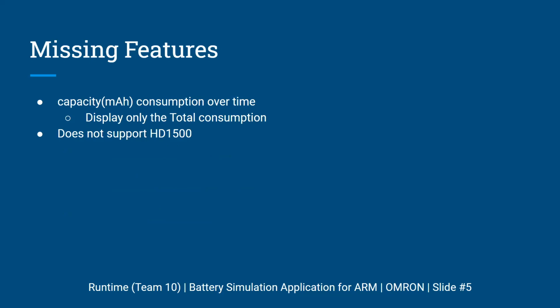Some of the missing features are the capacity consumption over time. We only display the total consumption as one single number. And our current software does not support the HC 1500.